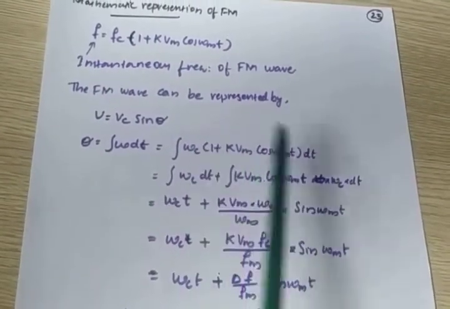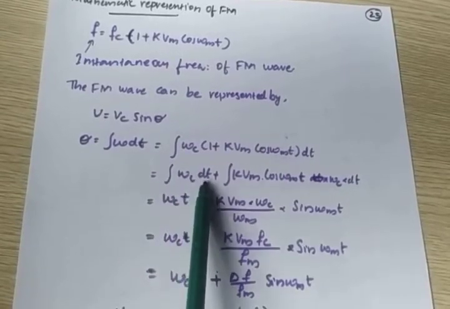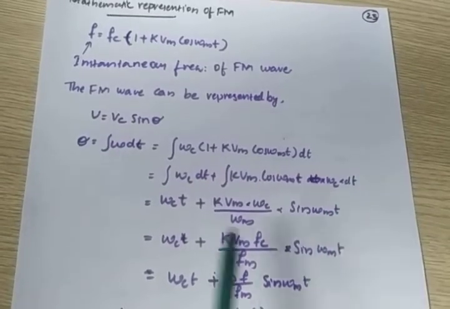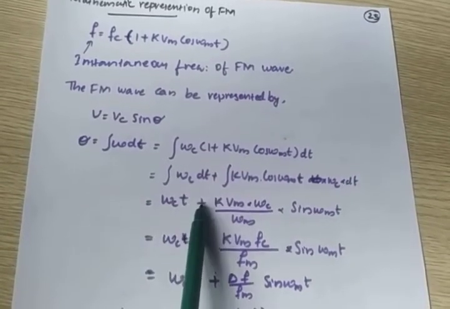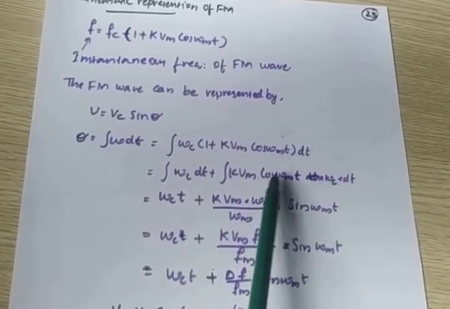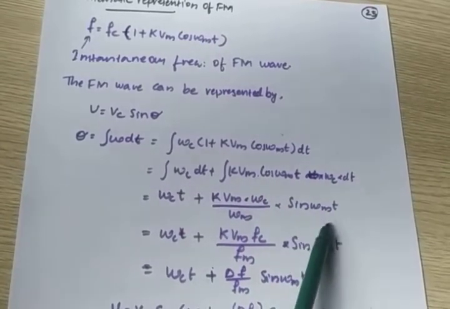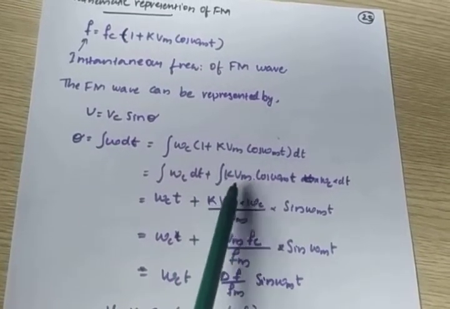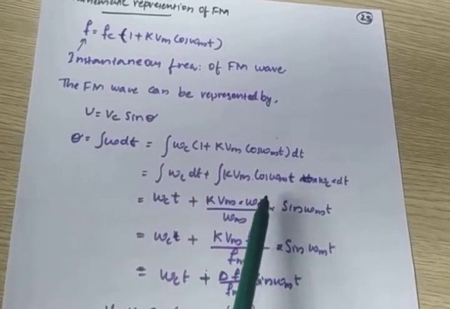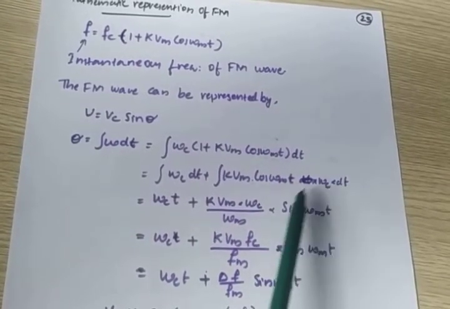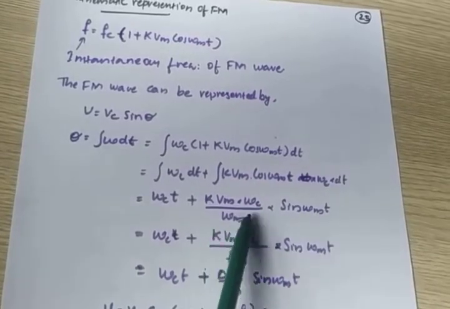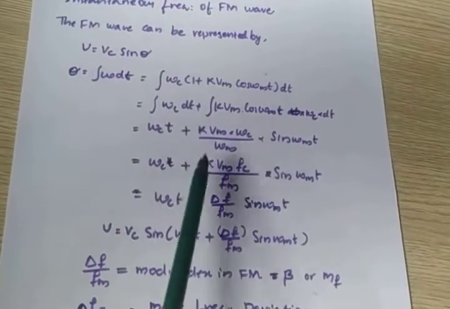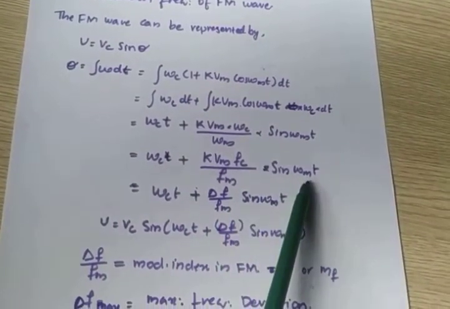Now integrate these two terms: the integral of omega_c dt plus the integral of k Vm omega_c cos(omega_m t) dt. Integrating the first gives omega_c t. Integrating cos gives sin omega_m t by omega_m, and that omega_m you can take outside. So k Vm omega_c is a constant times the integral of cos(omega_m t), which is sin(omega_m t) by omega_m. So it is like this: omega_c t plus k Vm fc by fm into sin(omega_m t).